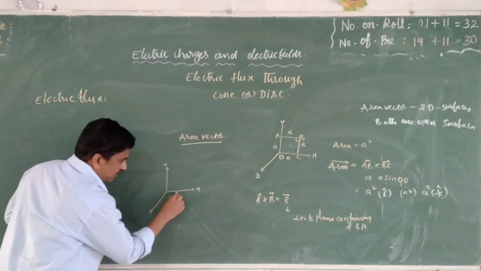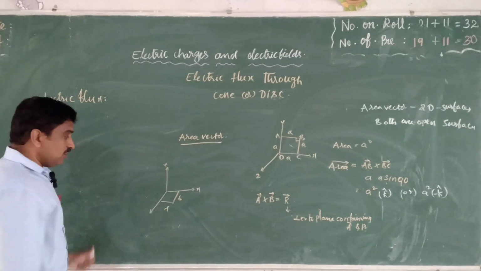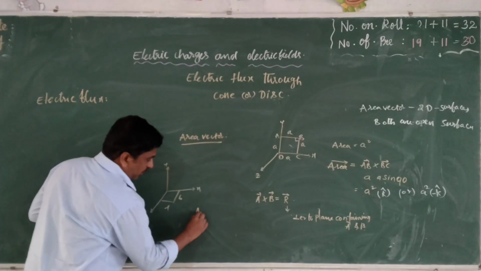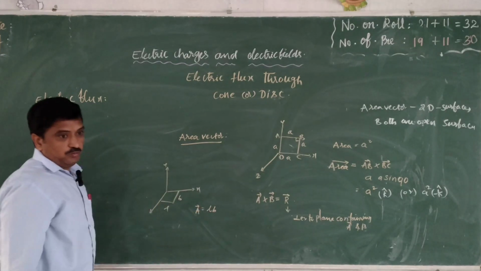Here a rectangle is there. This is the rectangle. This length is L, this breadth is B. What is the area vector? So the area vector of this rectangle is L cross B, which means LB.